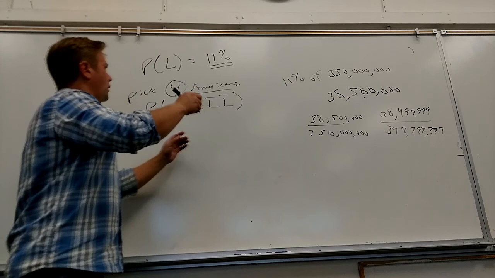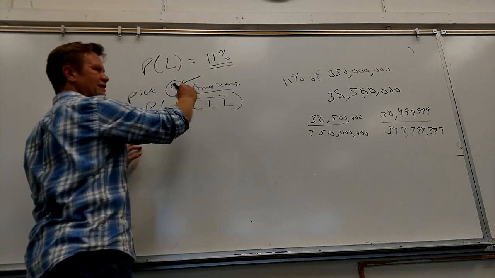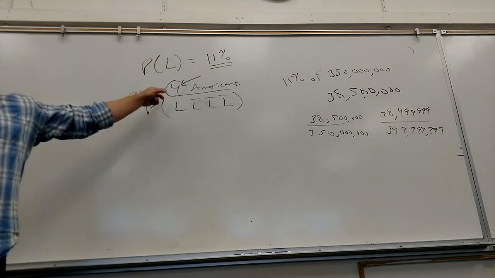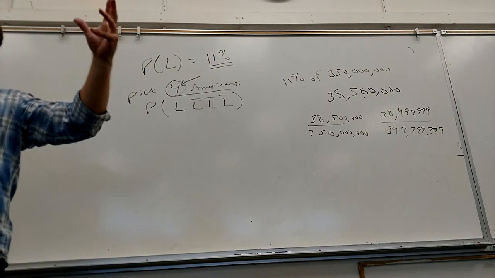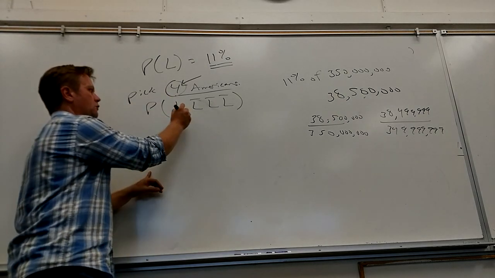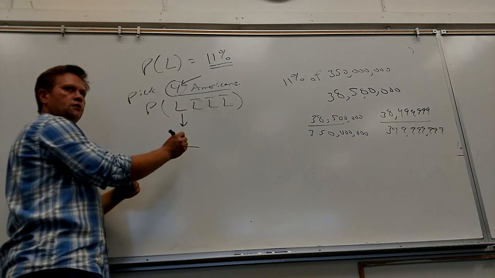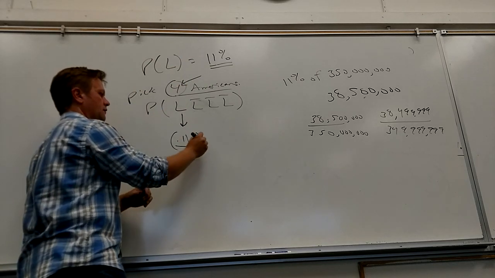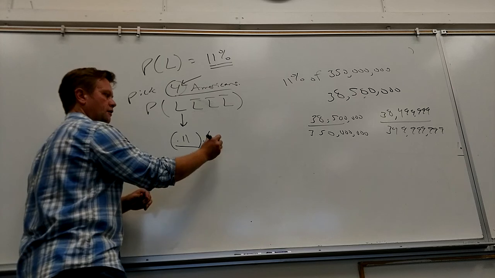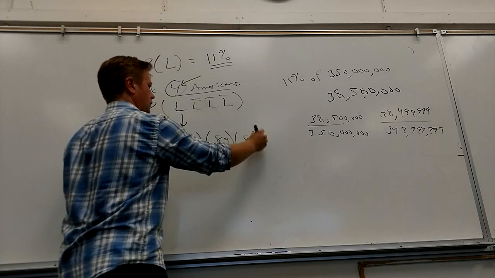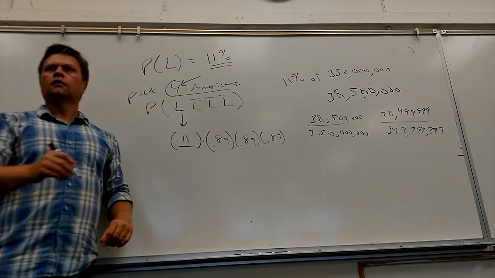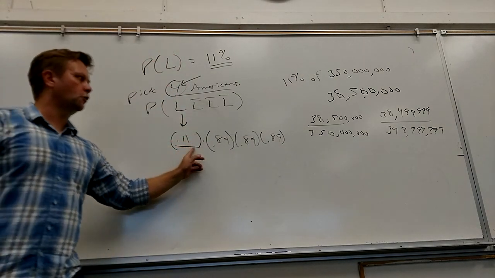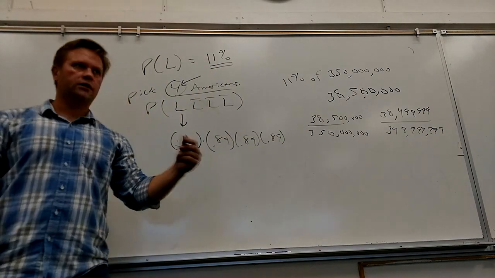So when the sample I'm picking is less than 5% of the population, and what's 5% of 350 million? More than 4. Then I could just do this. What's the probability the first one is a left-handed person? 11%. What's the probability the next one's not left-handed? 89. I don't have to worry about the denominators changing. I just put the percentages.